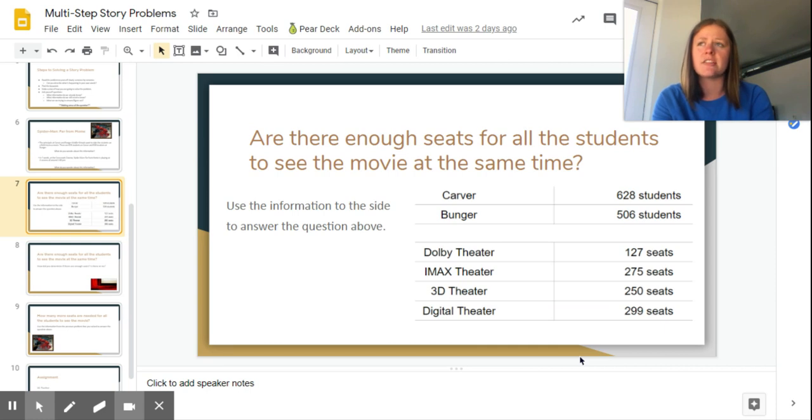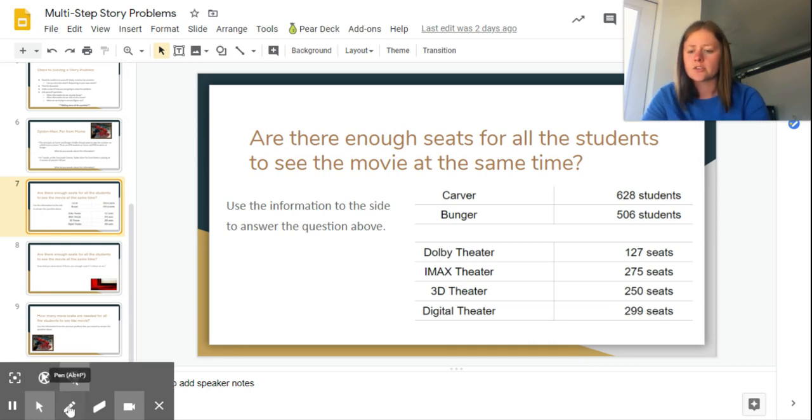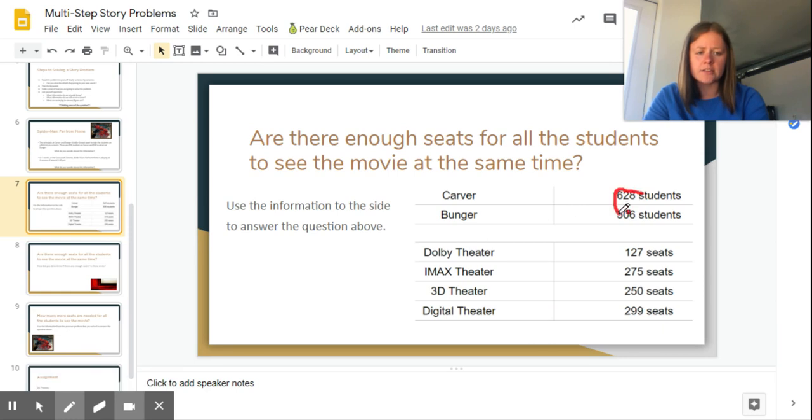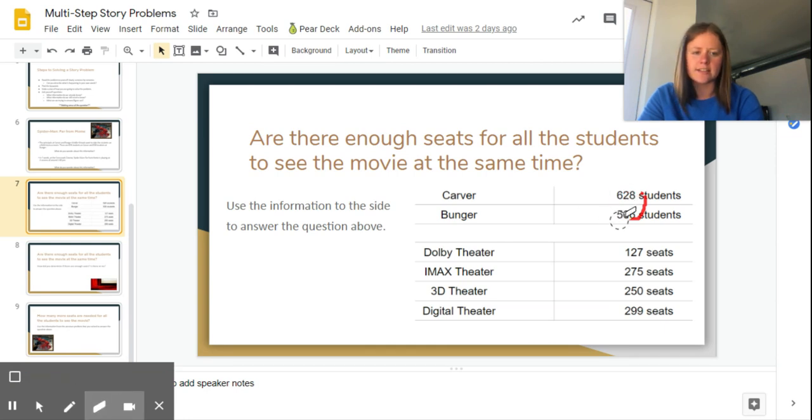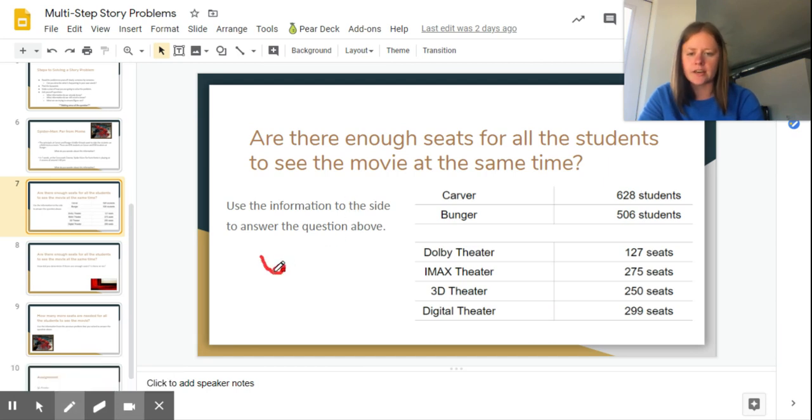So the first thing you got to think about is, what do I need to figure out first? We were given this information. What information do we still need to know? Okay, so the first thing that you need to figure out is, well, how many total students between the 2 schools are going to be going? Okay, so what you're going to do is you're going to add these 2 numbers together. Okay, so let's see. I maybe shouldn't have done it like that because I kind of went over it. But okay, so what you're going to do is you're going to do your 628.